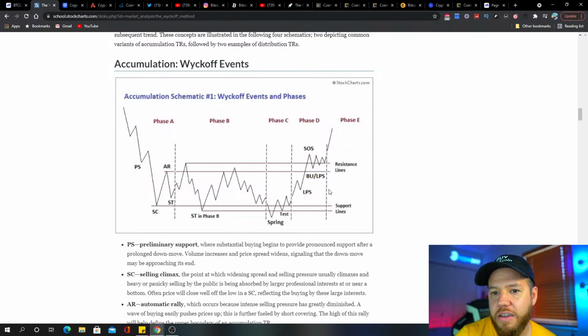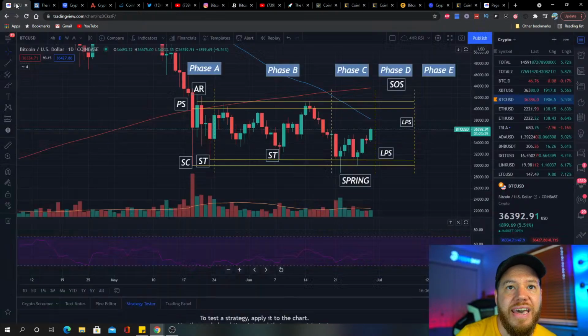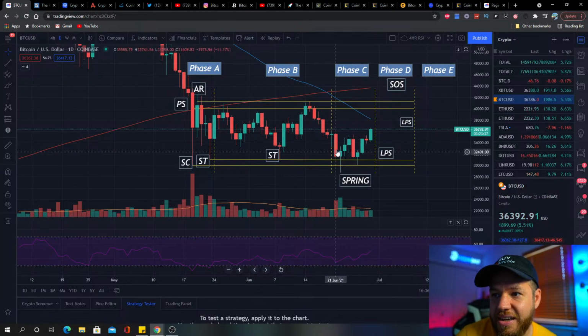And if you look here, selling climax and the spring, which is phase C, the spring is lower than the selling climax. So far it's exactly the same. And then after phase C, after this spring, is when we start posting higher highs and higher lows as we get ready to go into phase D. And that's exactly what we're seeing here.